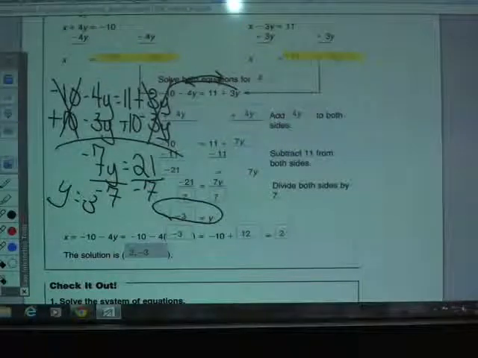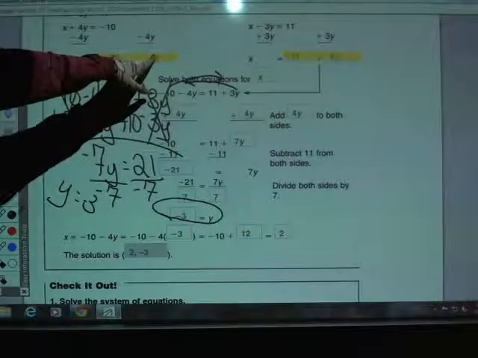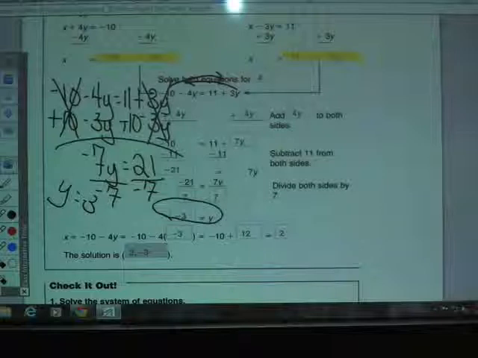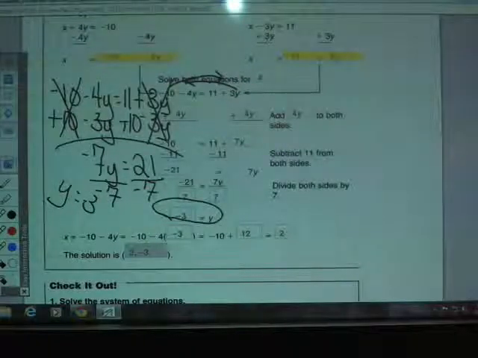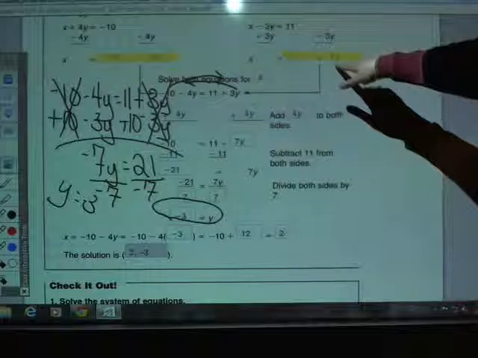All right, so now that we know that y is negative 3, I'm going to change y into negative 3. Doesn't matter where I do it. I can come here and change y into negative 3, or I can come and change y into negative 3 here to find x, which is my other solution. Let's go ahead and do that in that right one, because that right one looks like it's going to be pretty easy. So, I've got 11 plus 3 times negative 3.